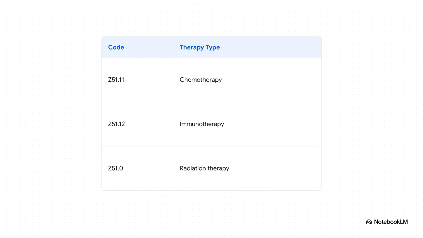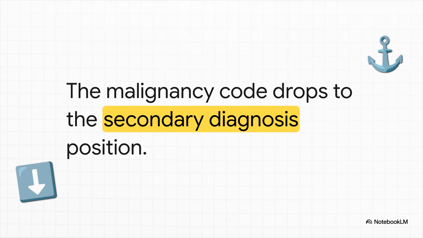When a patient arrives at the facility solely to get their scheduled treatment, the cancer code loses its number 1 spot, and you absolutely must match the exact therapy type to one of these 3 codes. So, the crucial point is that the underlying cancer code doesn't just disappear, it simply gets demoted.